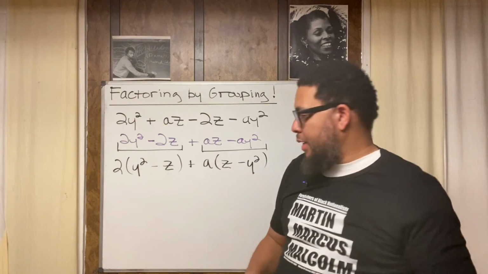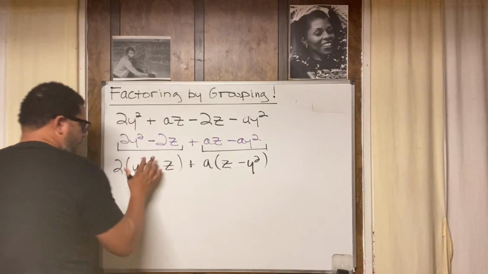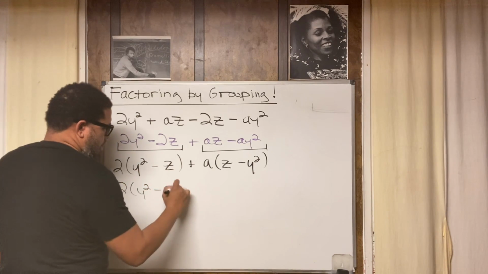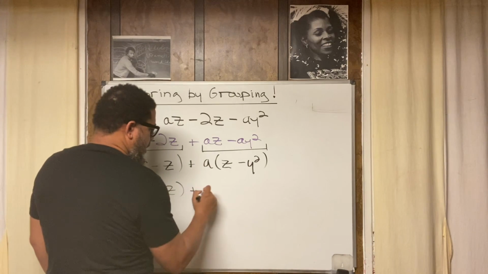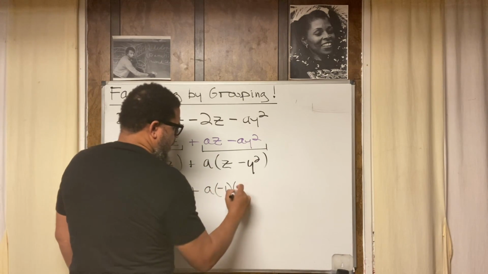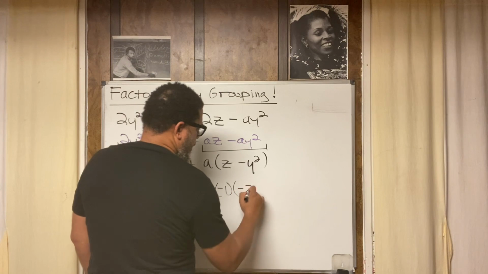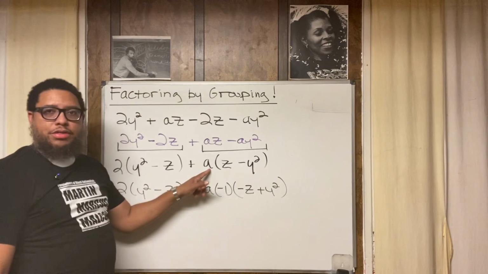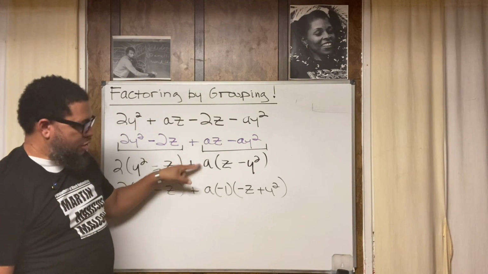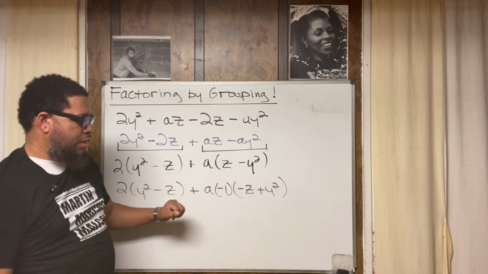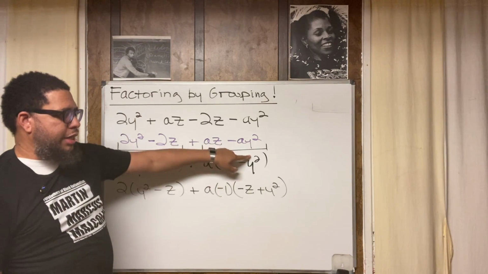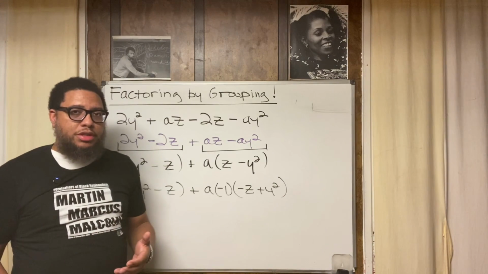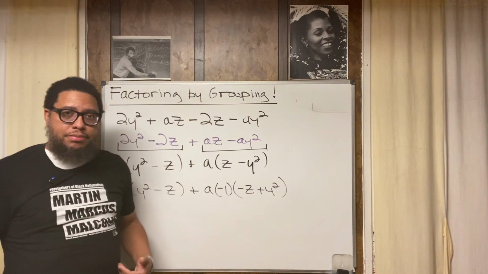Right? So watch what I do. I'm going to rewrite this. This ain't going to change. But then over here, watch this. Plus a times negative 1 times negative z plus y squared. Now, look at how this is different from this. Look at what happened. What did I do? I factored out a negative 1 because positive 1 is a factor of everything. Negative 1 can be a factor of everything as well. So because I know that, right?